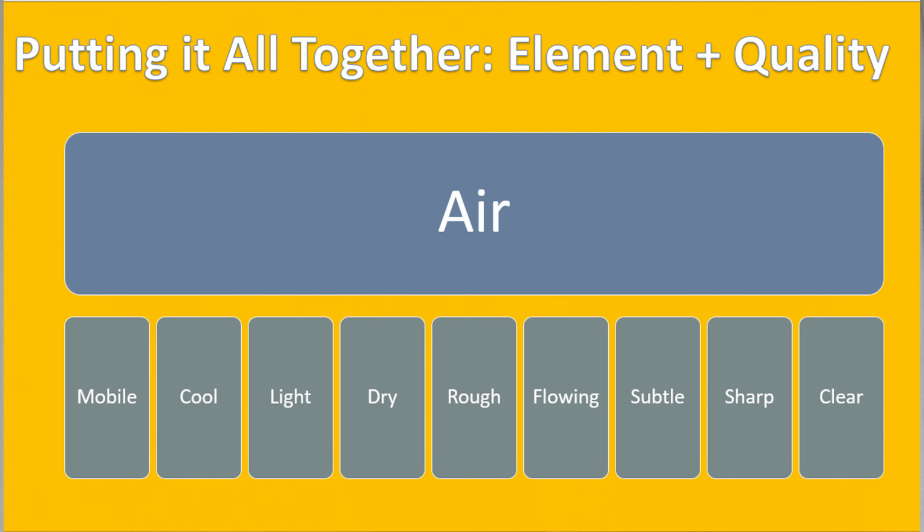Next on, we're moving on to air. The air element is mobile, cool, light, dry, rough, flowing, subtle, sharp, and clear. This means that the air element is the embodiment of lightness. It is flowing, it is that in us and in the environment that feels light, relaxed, that feels ungrounded. We will dive into that more in the video to come. So just remember, air is lightness, it is coolness, and it is mobility.